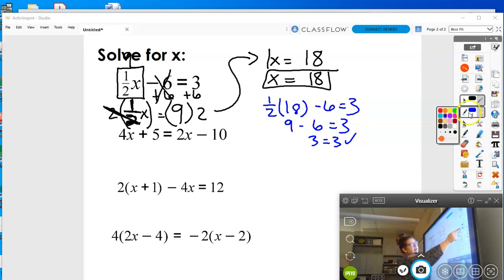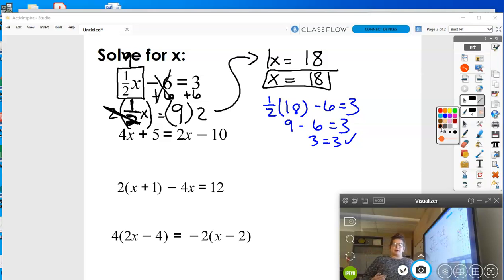For this next one going on down here, now we have x's on both sides. It makes it a little bit trickier. Up here we were able to think about, okay, some number minus 6 got me 3, then thinking about half of that number. It makes it a little bit trickier when we have those x's on both sides. So what we usually do is we start these problems off by trying to get all of our x's together.